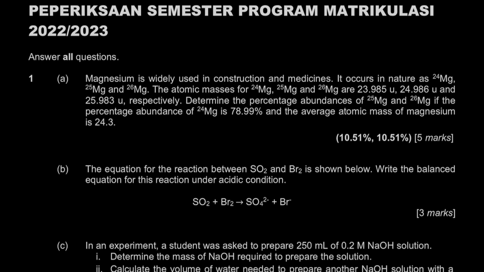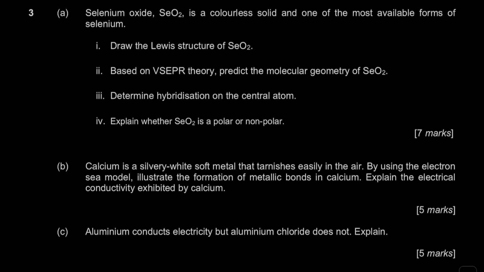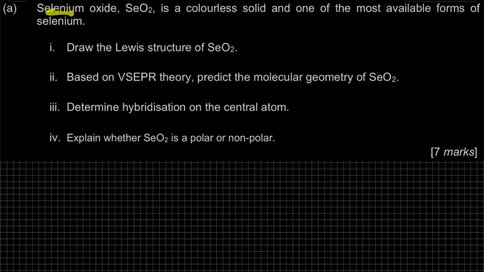2022 and 2023. In this video, we will discuss question 3 involving chapter 4 chemical bonding. Question A: selenium oxide is a colorless solid and one of the most available forms of selenium. Part 1, Roman: draw the Lewis structure of SeO2, selenium oxide.